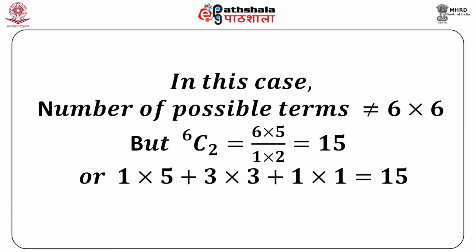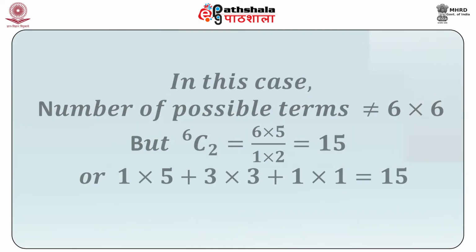What you have learnt in probability, it is 6C2, which is 6 into 5 divided by 1 into 2, and this is equal to 15. And you can check when you multiply these, 1 into 5 plus 3 into 3 plus 1 into 1, if you add them all together, you will get 15 terms.